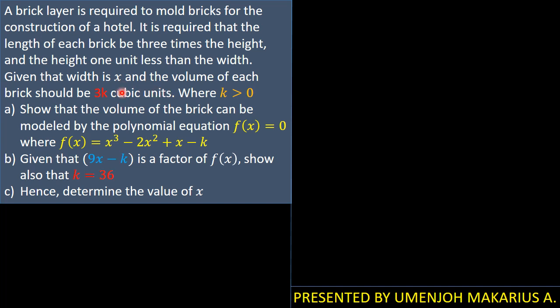where k is greater than 0, the A part is saying that we should show that the volume of the brick can be modeled by the polynomial equation f of x equal to 0, where f of x equals x cubed minus 2x squared plus x minus k. Then the B part is saying that given that 9x minus k is a factor of f of x, we should show also that k is the same as 36. And the C part is saying that hence we should determine the value of x.